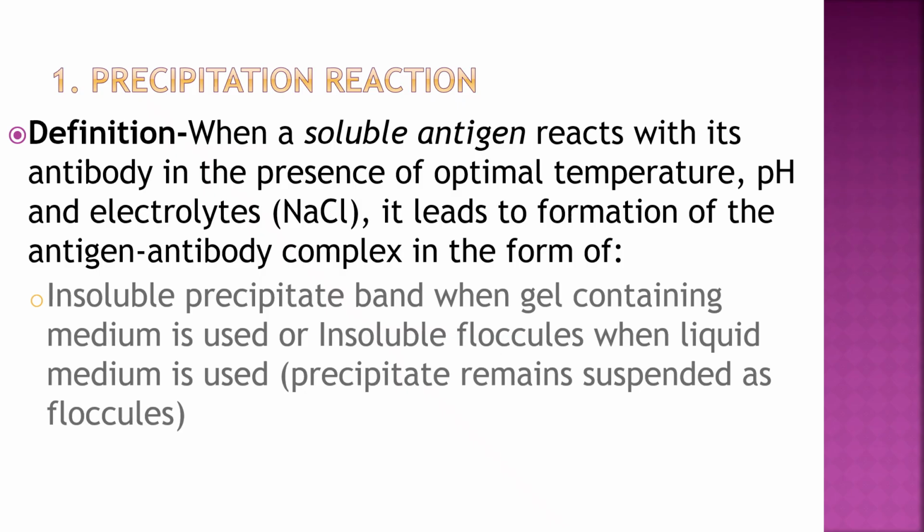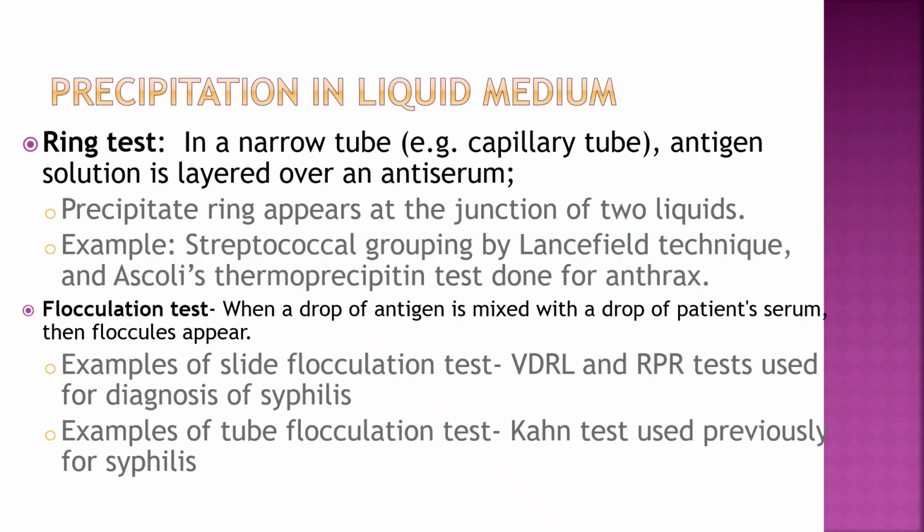Precipitation reaction, we have already seen the definition. Precipitation in liquid medium: ring test in a narrow tube, for example a capillary tube, where antigen solution is layered over the antiserum. A precipitate ring appears at the junction of the two liquids, example streptococcal grouping by Lancefield technique. Ascoli's thermoprecipitation test for anthrax. Flocculation test: when a drop of antigen is mixed with a drop of patient's serum, floccules appear, example VDRL, RPR. Tube flocculation, Kahn test, previously used for syphilis.